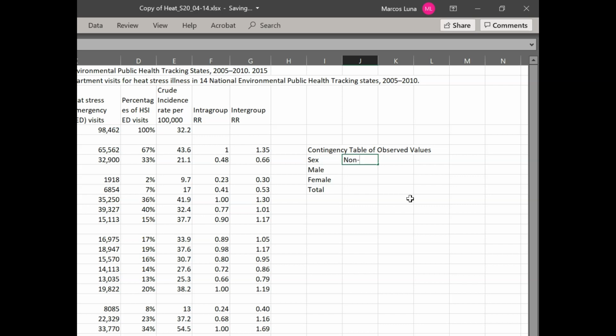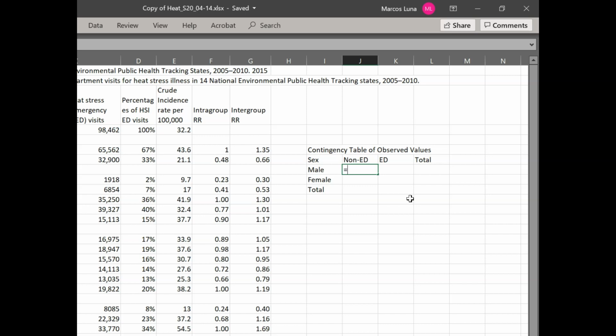We have the categories about whether or not they ended up in the emergency department or not. So what I'm doing is I'm putting in the different possible categories that these groups can end up in. For example, we want to know how many males from our population of males did not end up in the emergency department, okay?